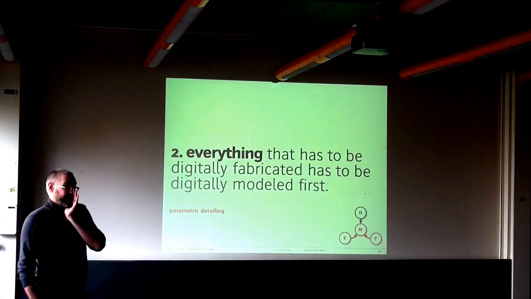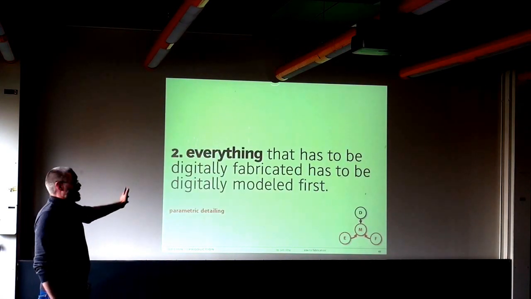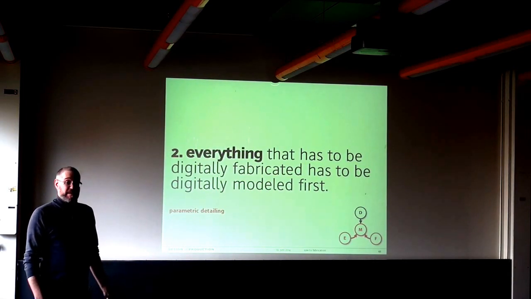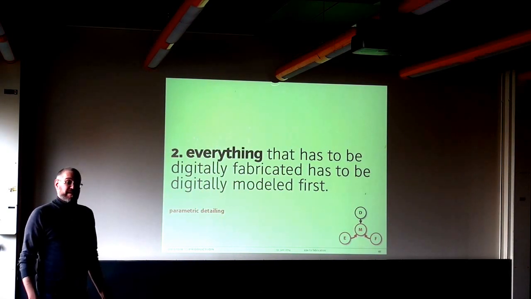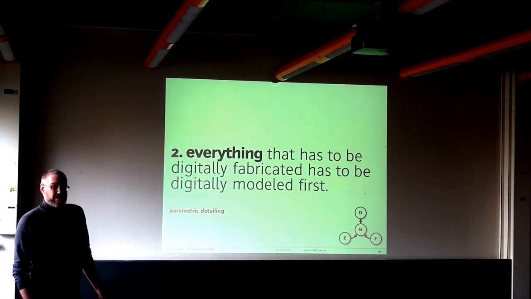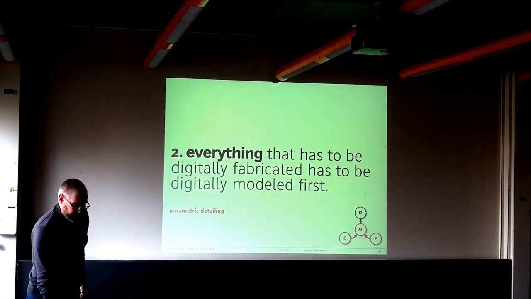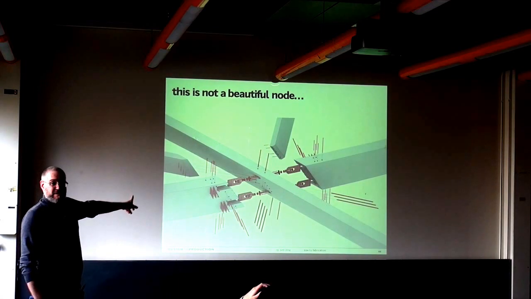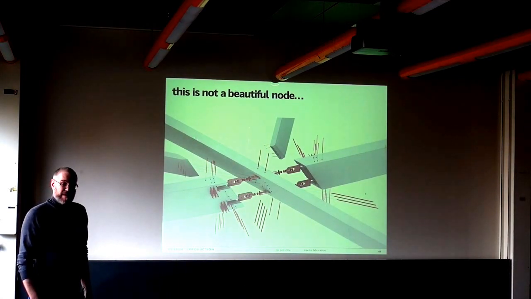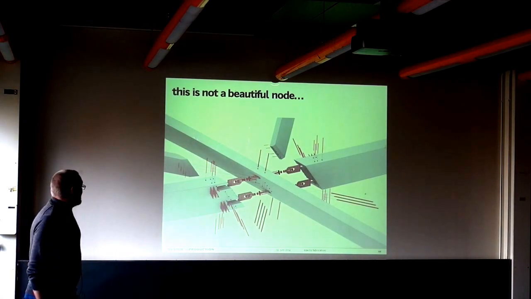The next problem we're facing is basically everything that has to be digitally fabricated has to be in the model at one point. If the machine has to know where to put the drilling bit in the end, it has to know where to take this information from, and it has to be in the model, which means this is a very ugly node. I'm just showing this here. I'm not proud of it. We had to do it.